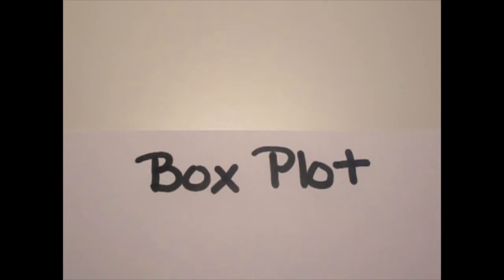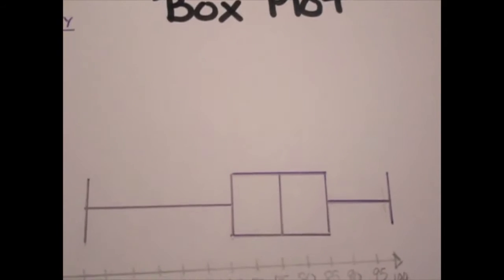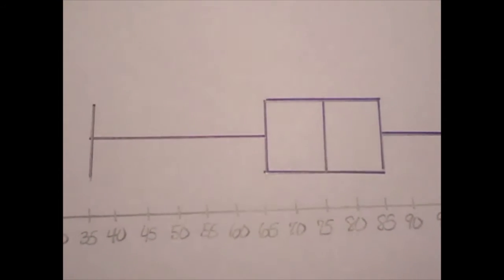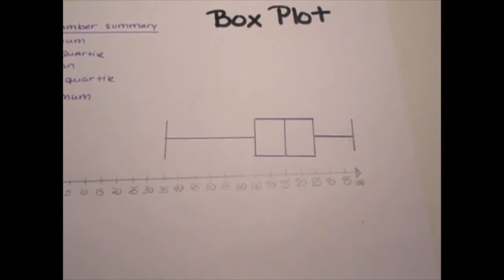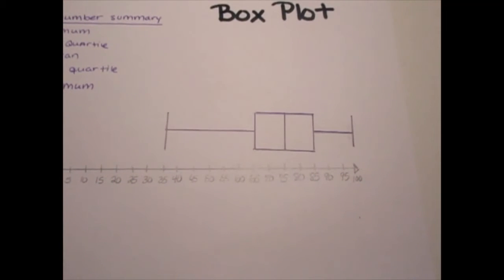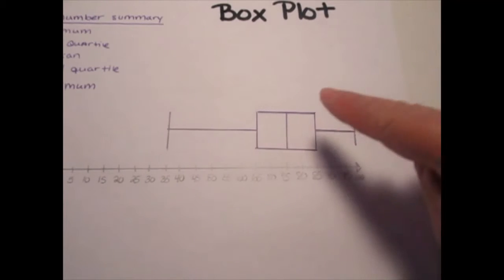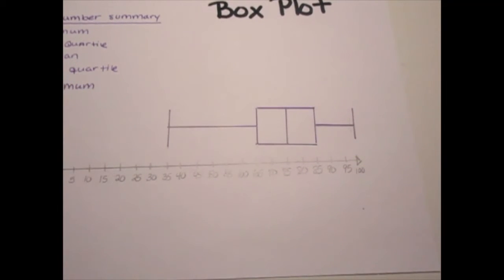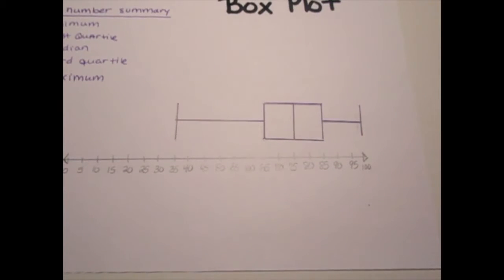So we're going to talk about a box plot today, and this is a little review of what we did yesterday. The first thing I want to do is explain to you what a box plot is. So here is my box plot. I drew one already. In a box plot, basically we have a box with a line down the middle, and these two ends, which we call whiskers. It used to be called a box and whisker plot.